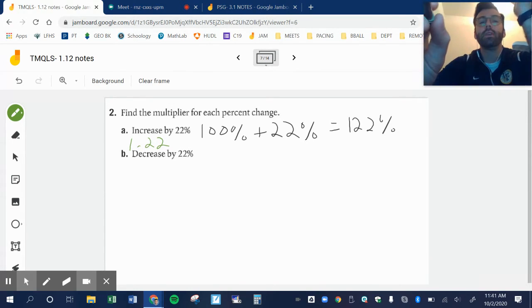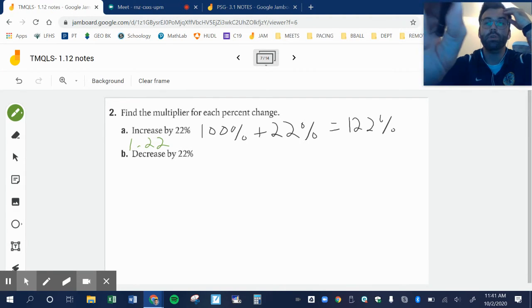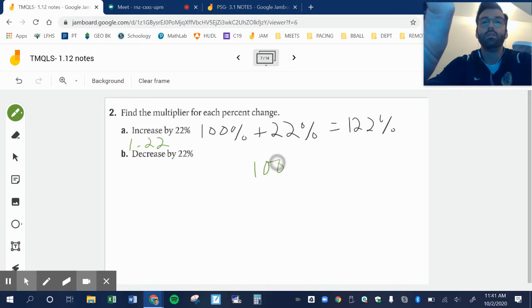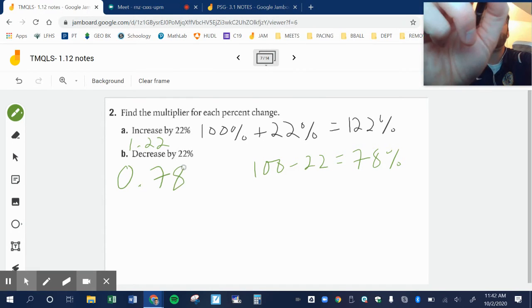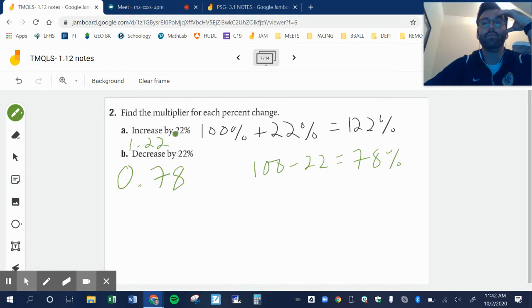Okay, if I decrease by 22%, this is the same process. I'm doing 100 minus 22, okay, which is 78%. So I think about that as 0.78. All right. And obviously, if we wanted to increase by 22% of something, we'd multiply by this and decrease likewise.